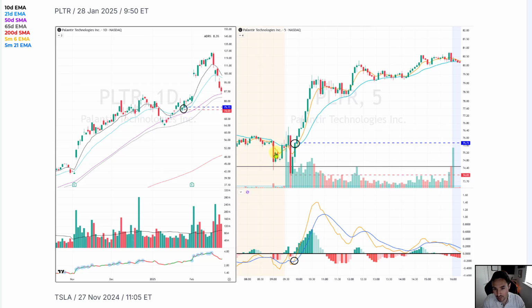So what happens on the 5-minute chart? Pop, pull down, shake out underneath the 10-day, gets close to the 21-day EMA, reverses, reclaims the 5-minute 6 EMA, that orange line. MACD goes positive. That's the entry, stop, low of the day by a cent, and then you can see the move there on the daily chart.